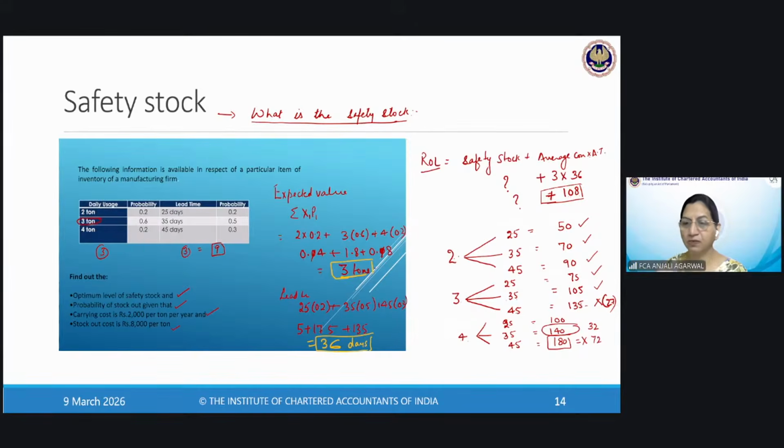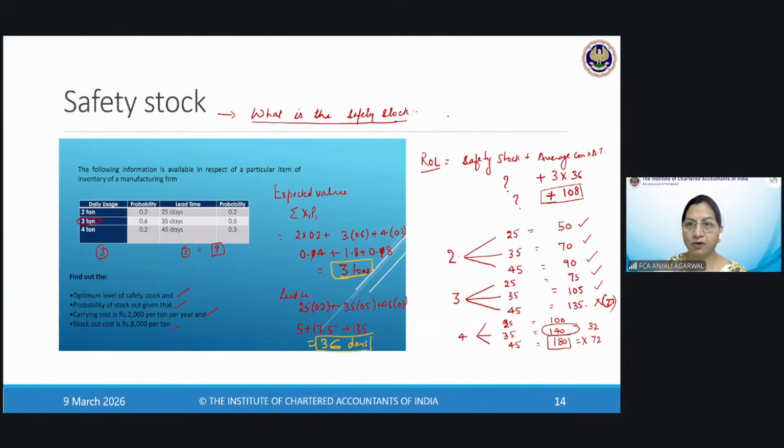So these are the only 3 scenarios out of the 9 where you can go stock out if you keep zero safety stock. Okay. If it is 135, you are stocked out by 27. If it is 140, you are stocked out by 32. If it is 180, you are stocked out by 72.